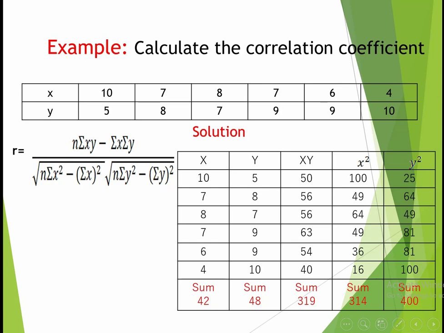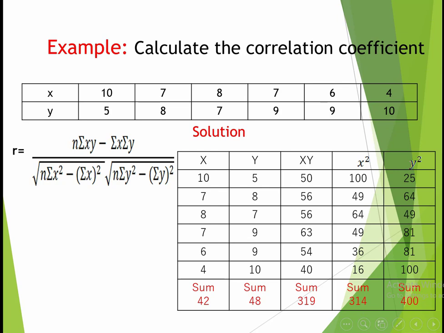First column, values of x. Second column, values of y. Third, x multiplied by y, each value of x multiplied by the corresponding value of y. Fourth column is x squared, square each value in the x column, and the last column is y squared, square each value in the y column. And at the end you have to find the sum of x, sum of y, sum of xy, sum of x squared, sum of y squared.